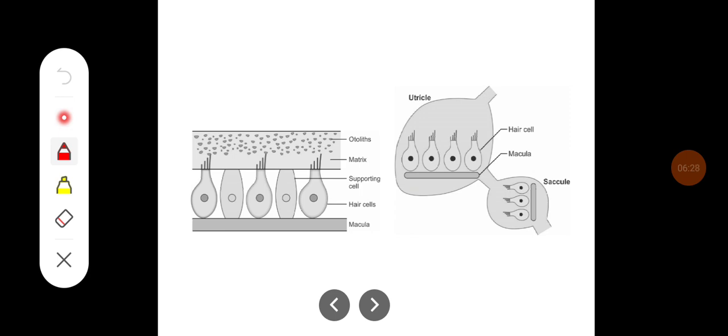So this is how the hair cells are arranged with the supporting cells, and this is the otolith. You can see the hairs are embedded in the otolith membrane, and this is the arrangement of the hair cells in the utricle, where they are situated horizontally, whereas in the saccule the hair cells are placed vertically so that they can detect vertical acceleration, whereas in the utricle they detect horizontal, linear acceleration.